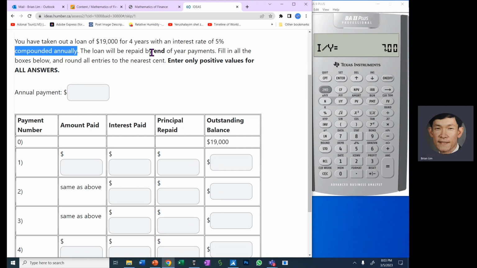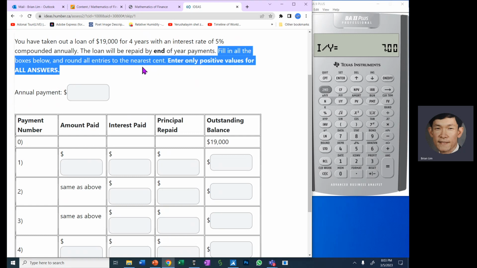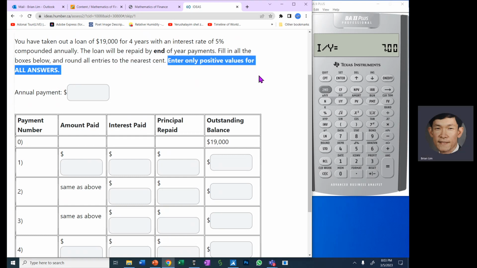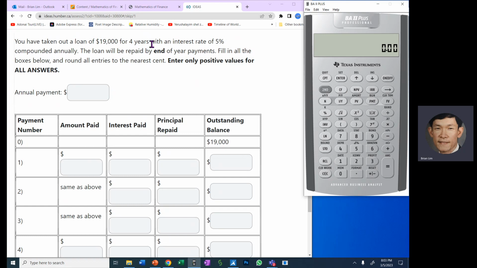Right? The loan will be repaid by end of year payments, so that is once per year. Fill in all the boxes below and round all entries to the nearest cent. Enter only positive values for all answers. So what is the annual payment? Okay, let us start. That's clear, and let us begin.